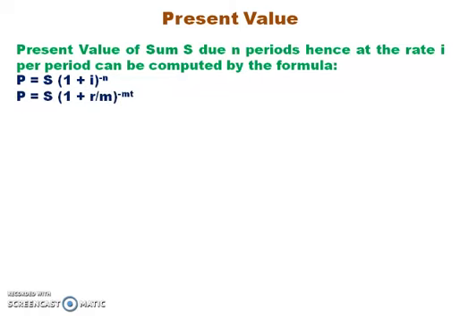It can also be computed by the formula P is equal to S into (1 plus R upon M) raised to power minus MT. Here R is the nominal rate of interest per annum compounded M times a year, M is the number of compoundings in a year, and T is the time in years.